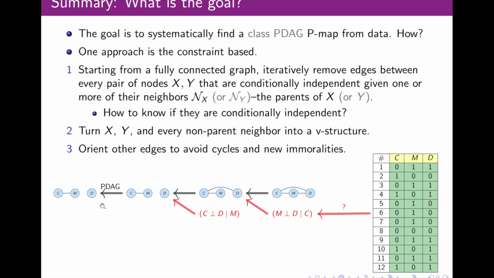Now, there is a question though. What we didn't cover in this section was how do we conclude on these conditional independencies? How from data do I decide whether M and D are independent conditioned on C?